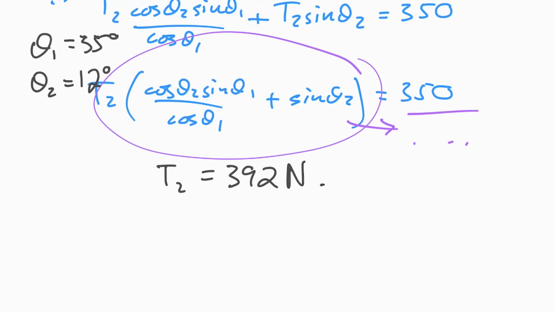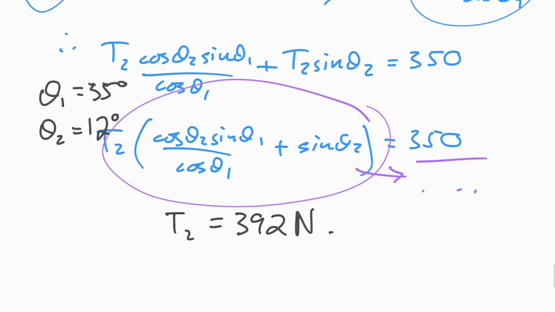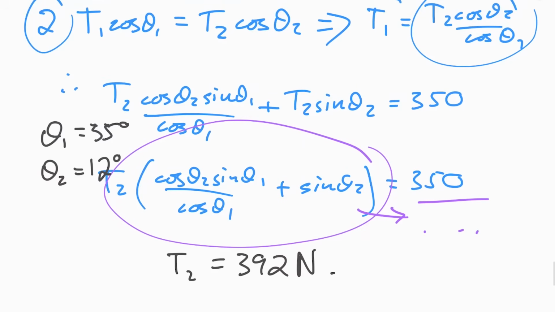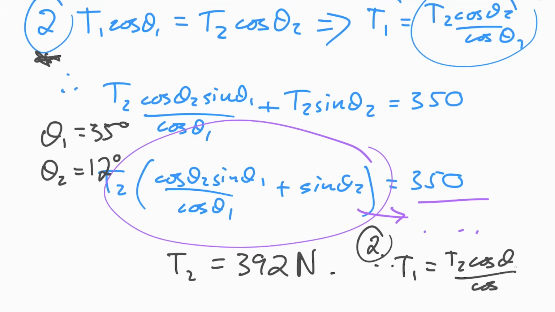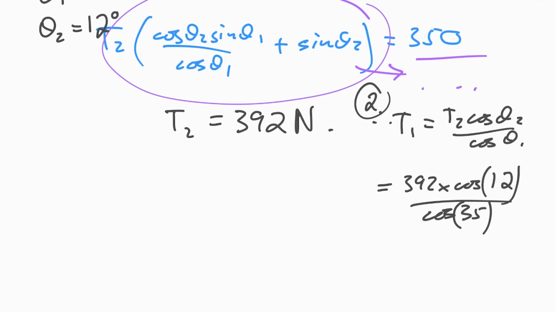Yeah, not bad. And so therefore now we can pop that back into just our equation 2. So we can say T1 is equal to T2 cos theta 2, where I'm just using equation 2 from up here, divided by cos theta 1. So that is equal to 392 times cos of 12, divided by cos of 35.